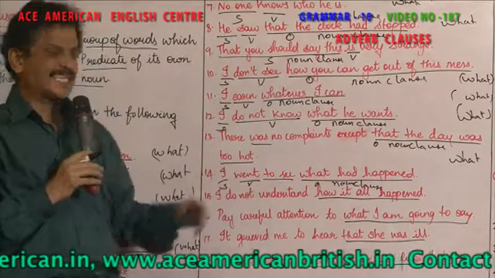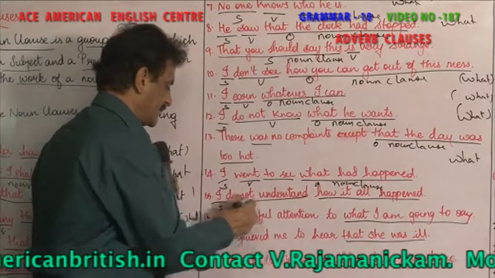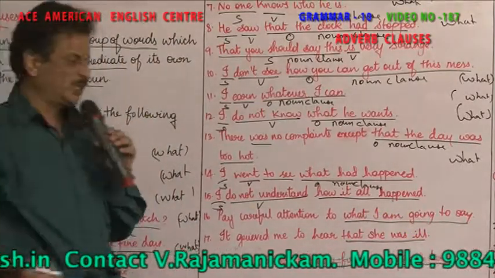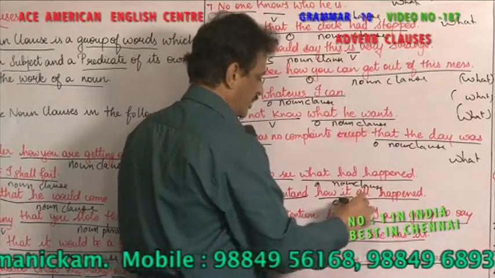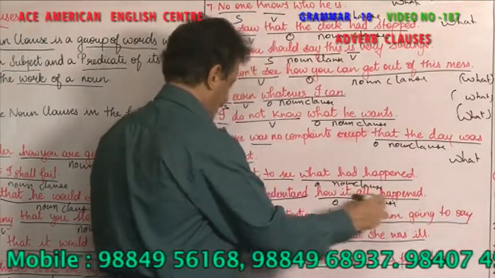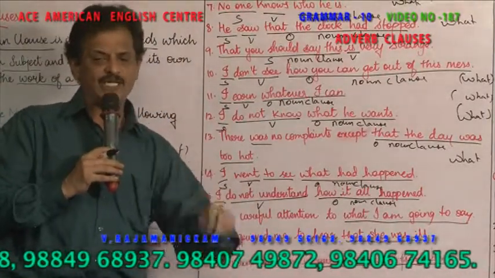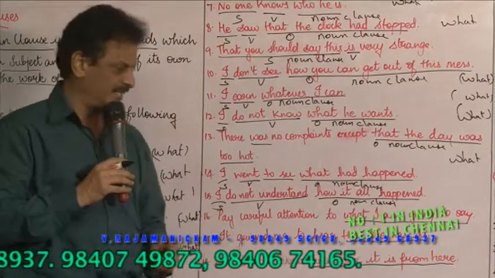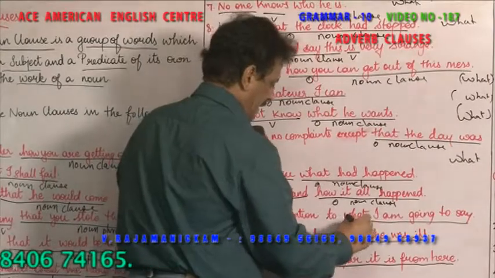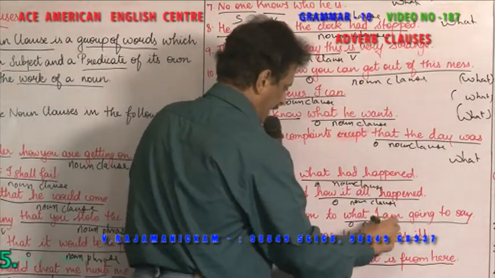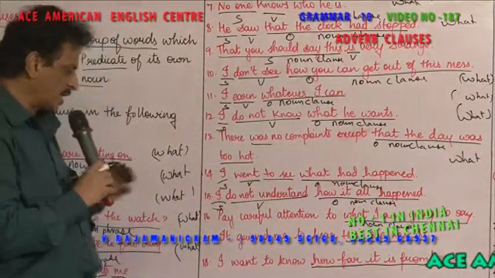I don't understand how it all happened. You see the sentence: I is the subject, don't understand is the verb. Don't understand what? How it all happened. So it becomes an object, and it is a sentence, so it is called a noun clause. Pay careful attention to what I am going to say. What I am going to say becomes an object and does the function of a noun, and it has a complete subject and predicate. So you call it a noun clause.